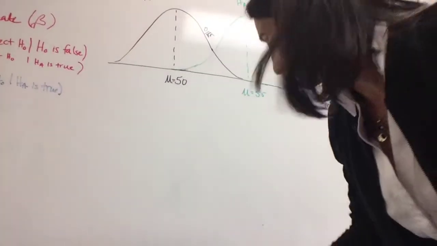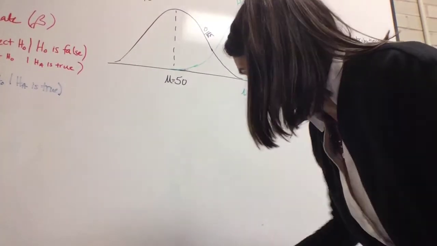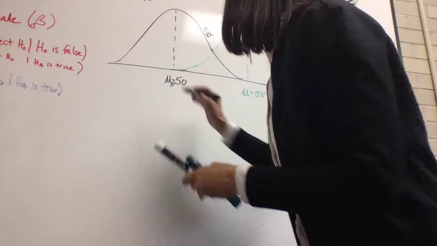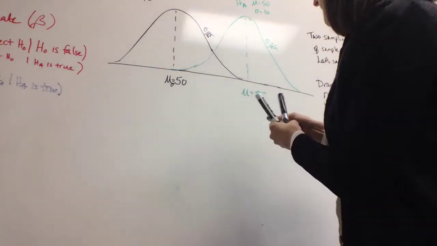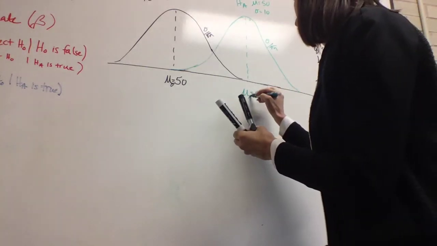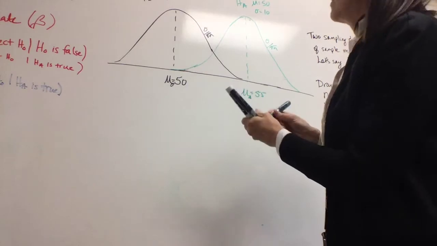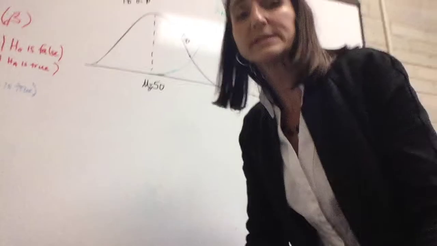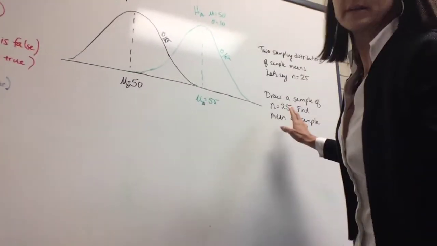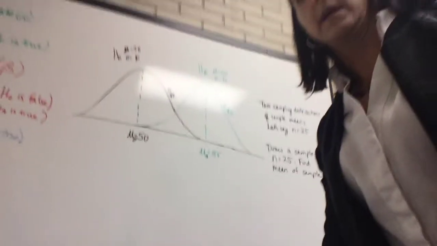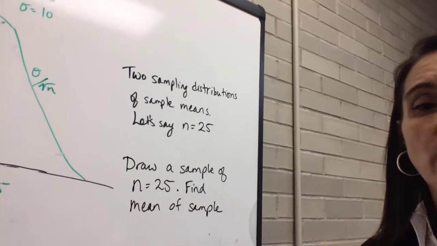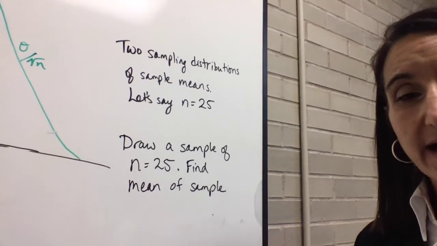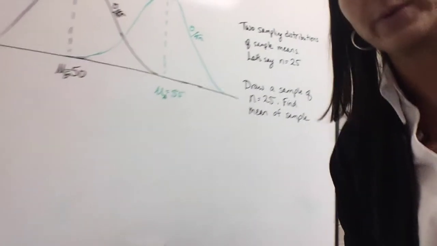We're saying that the standard deviation of the populations is 10 for both of those situations. I'm just going to add a subscript here so that we can keep it clear which one we're talking about. So mu here is mu naught, and mu over here is mu a, when the alternate is true. Now these are our sampling distributions of sample means, and we're looking at sample sizes of 25, so let's say we pick out a sample of size 25 and we take the mean of that sample.